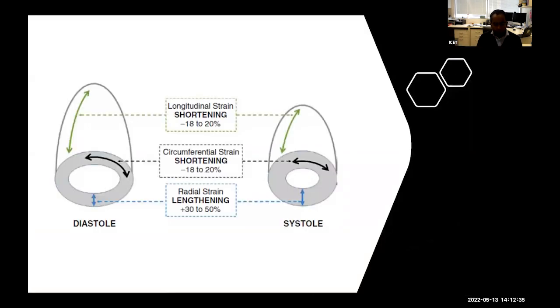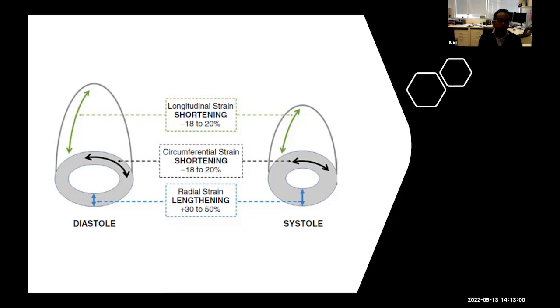When we talk about the longitudinal fashion, we look at the deformation of the heart muscle in an up and down fashion, the shortening and lengthening of it. Predominantly when we talk about shortening, we come up with a number of -18 or -20. And you're like, well, why is it minus? I'll go through that very shortly as to how we come up with those numbers.